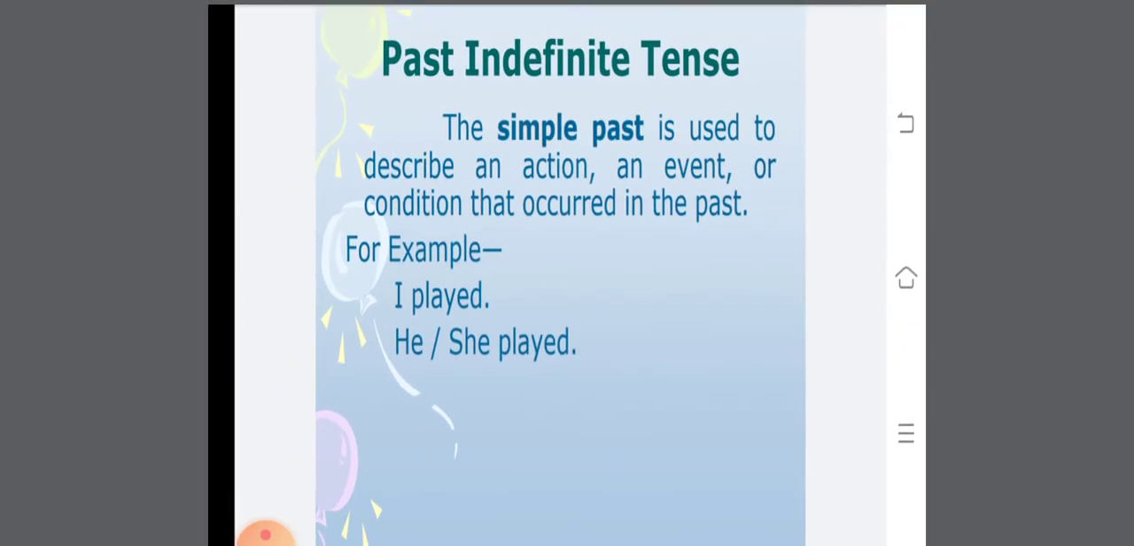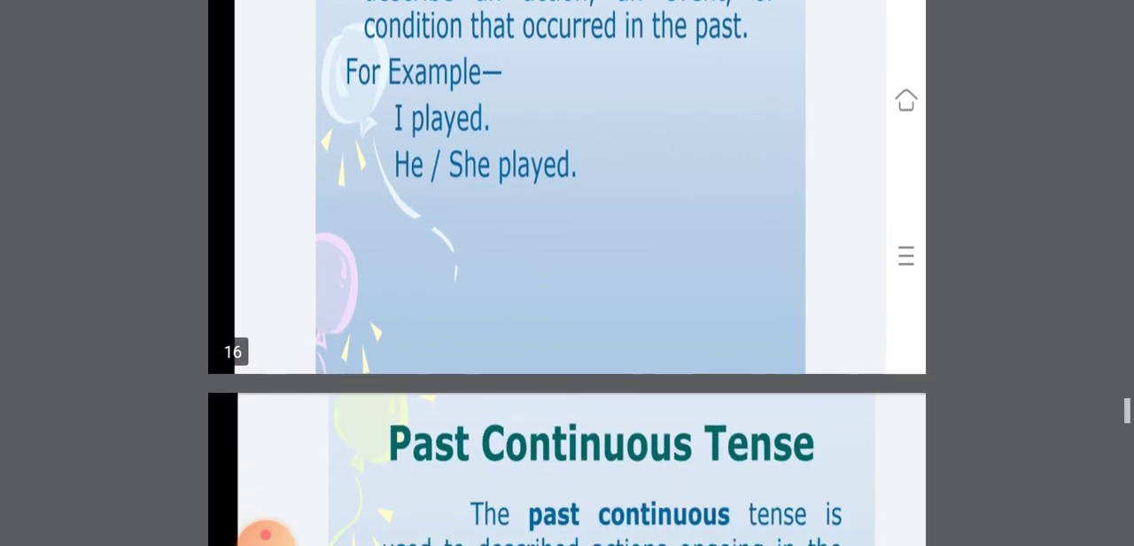Or if any particular time or year has been mentioned of the past when the occurrence of the action, there we use this simple past tense. Example, the same sentence is changed: I played, he, she played.